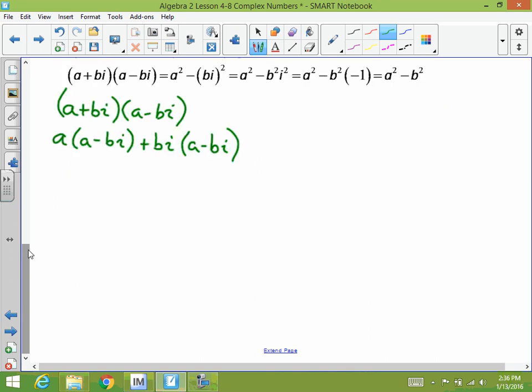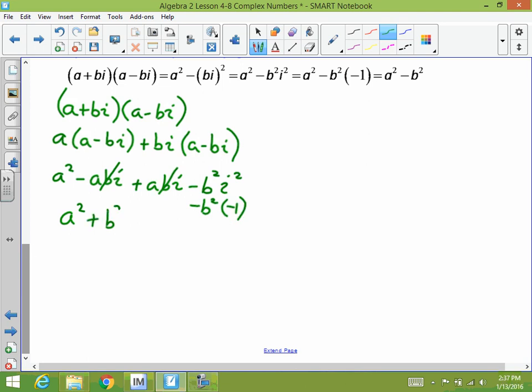If I distribute that through, I'm going to have a squared minus abi plus, if I put them in alphabetical order, abi minus b squared i squared. So the a squareds are fine. The negative abi and the positive abi cancel out. i squared is negative 1, so this becomes negative b squared times negative 1. So that becomes a squared plus b squared. So you'll see, that should be a plus right here.